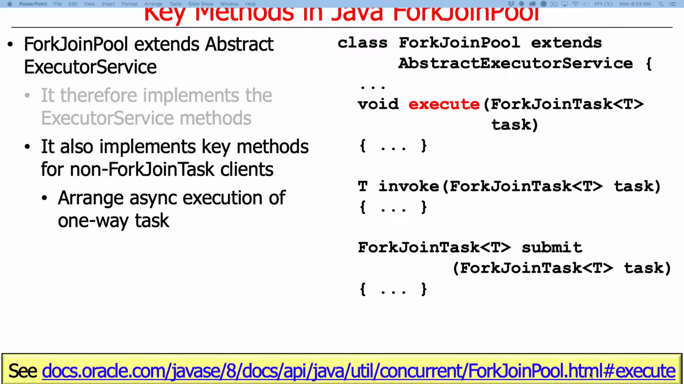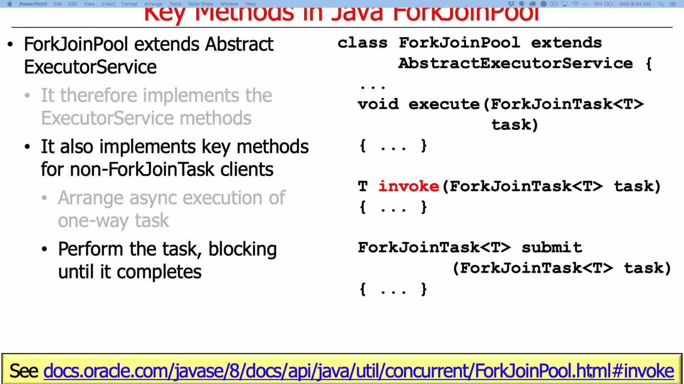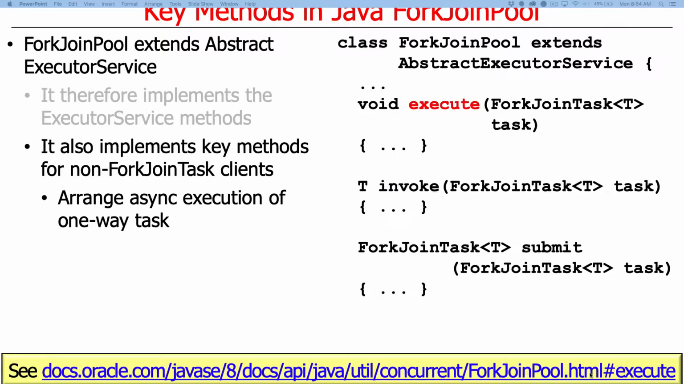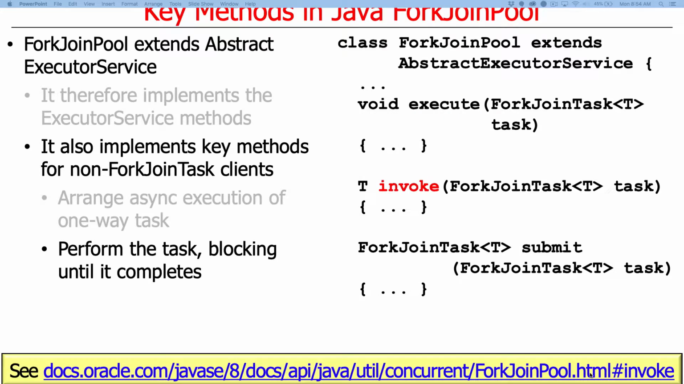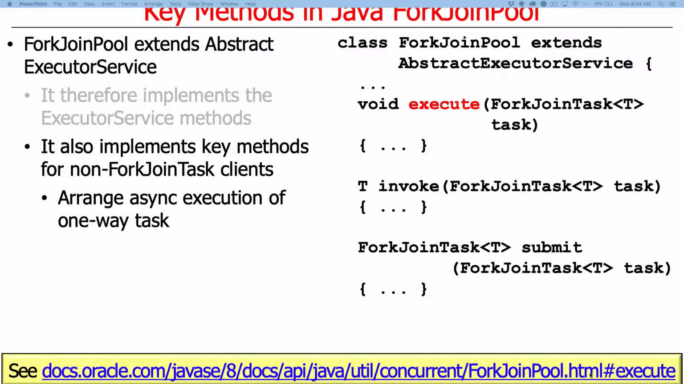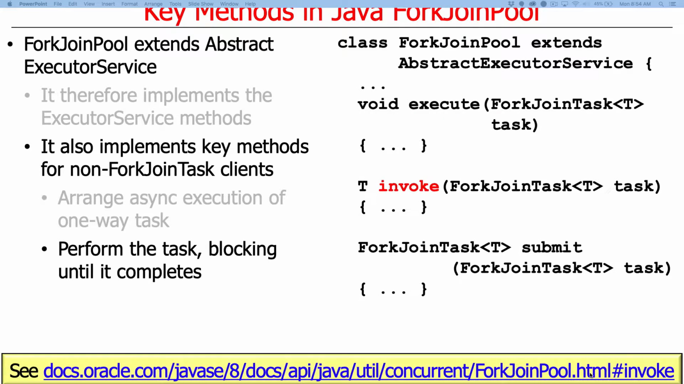Execute will arrange the execution of a one-way task, and invoke will perform the task. Notice how when you execute this, there is no return value from it. It just executes it. It's a one-way task that runs in the background. Invoke here will perform the task and block until the task completes, whereas execute does not block. So execute does not block, whereas invoke does block. So it's a two-way call.